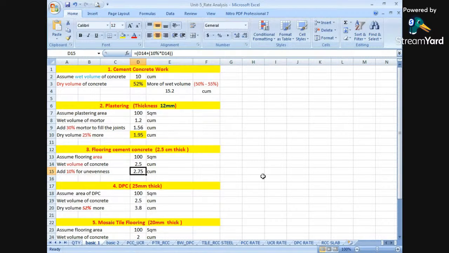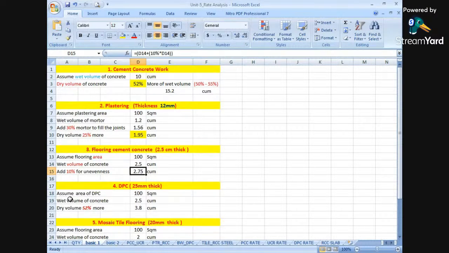Next, fourth serial number is DPC. What does this DPC stand for? DPC stands for damp proof course, which has been applied at the plinth level. So what is the thickness for DPC? The thickness has been given as 25 mm thick DPC. That is near about 1 inch.